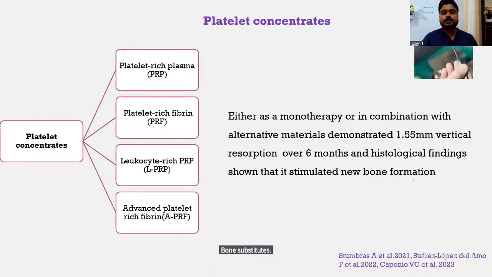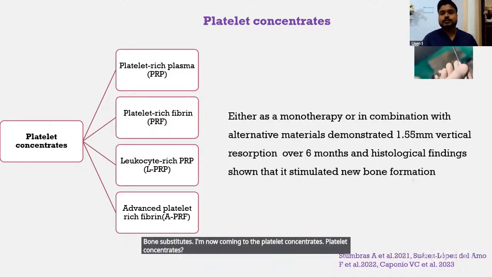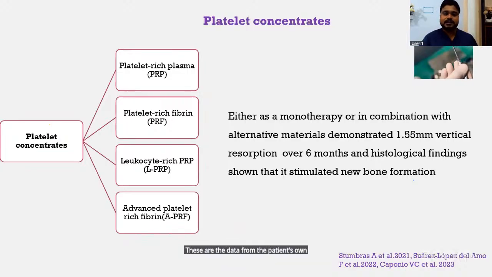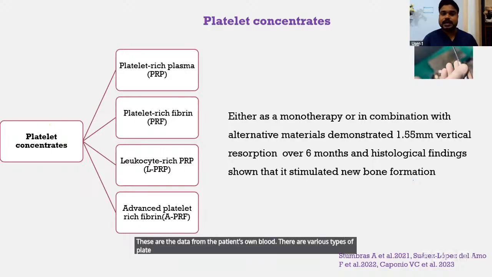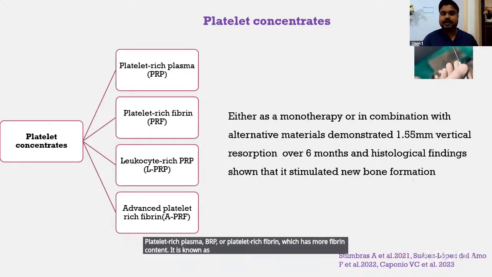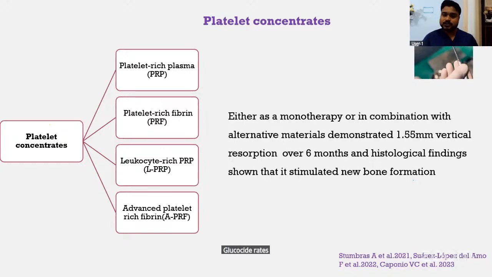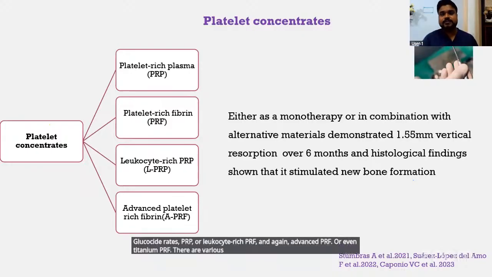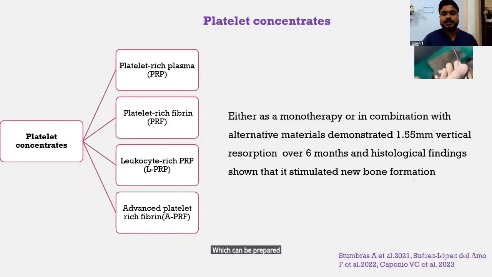And now coming to the platelet concentrates. Platelet concentrates are derived from the patient's own blood. There are various types of platelet concentrates. As you know, it's platelet-rich plasma, PRP, or platelet-rich fibrin, which has more fibrin content, known as PRF. And again, there are two types: leukocyte-rich PRP or leukocyte-rich PRF, and again, advanced PRF or even titanium PRF. There are various types of PRF which can be prepared from the patient's own blood.